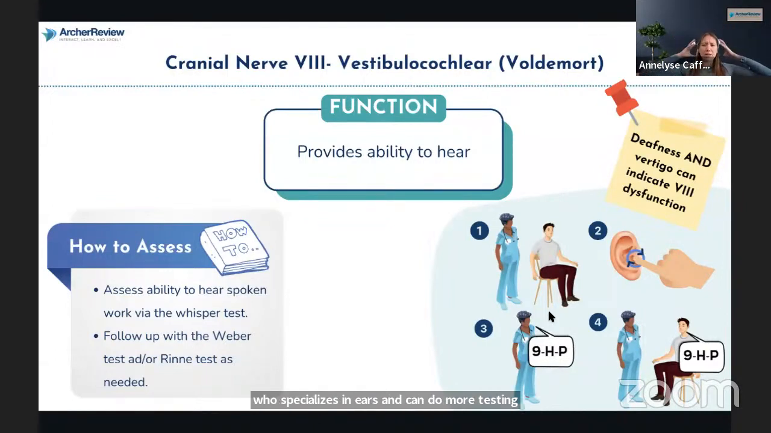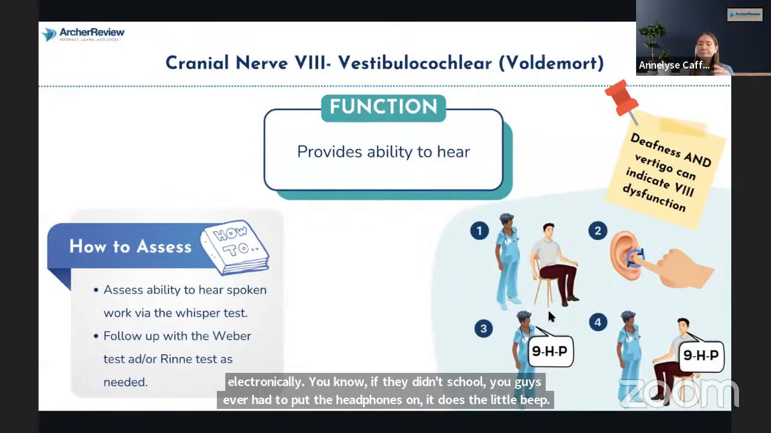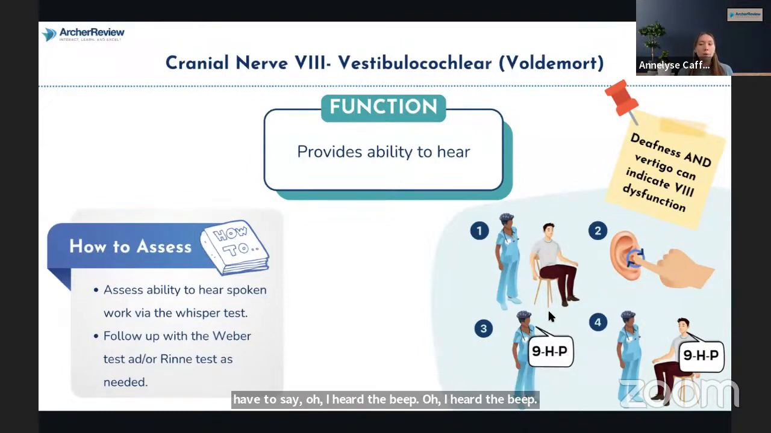If in school you guys ever had to put the headphones on, it does a little beep. You have to say, oh, I heard the beep. That would be an audiologist. They'd be a great option for someone who you really thought was having cranial nerve 8 dysfunction.